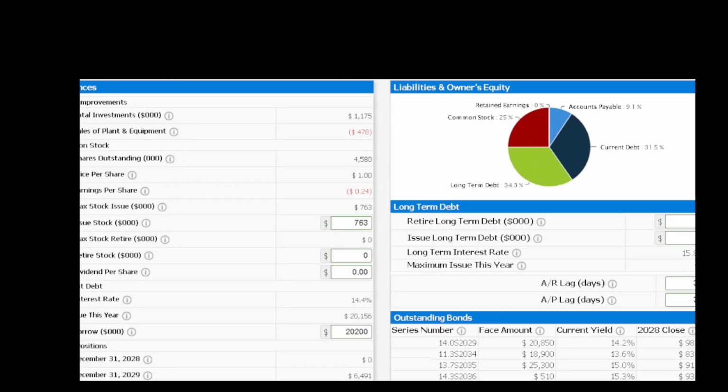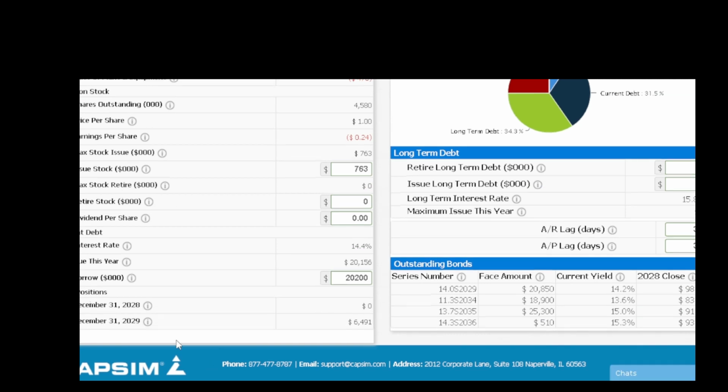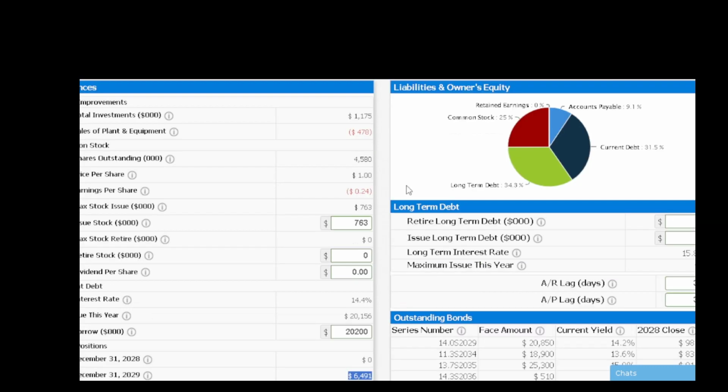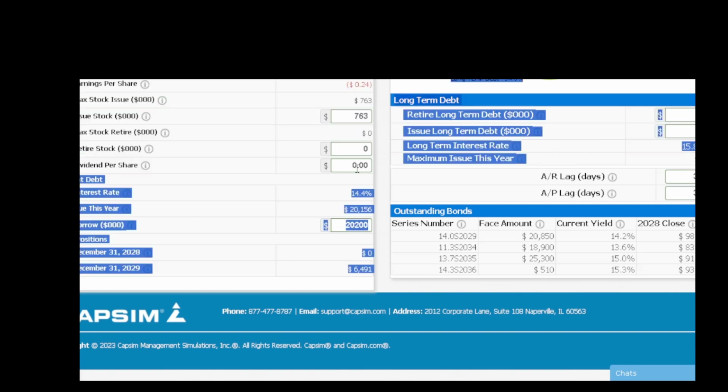We have cash positions for our company. In December 2028, we have zero. And by 31st December 2021, we have a debt of 6,491. On the other side, we have the long-term debt, where if you want to retire the long-term debt, you put it here. If you want to issue a long-term debt, the maximum issue for this round is 0, so we shall just put 0 here. And that's all about finance.